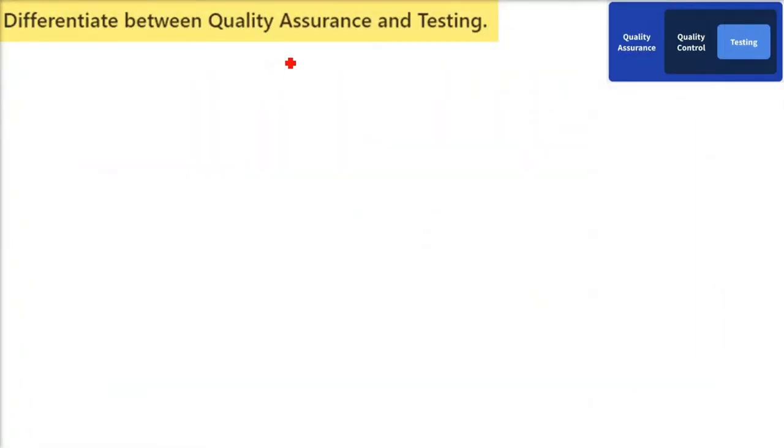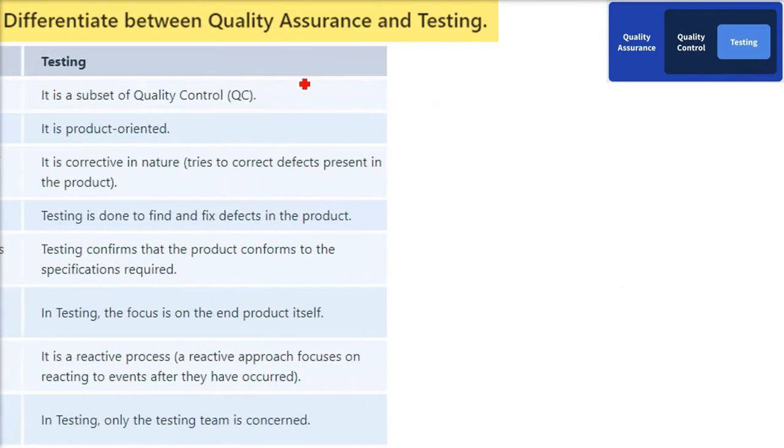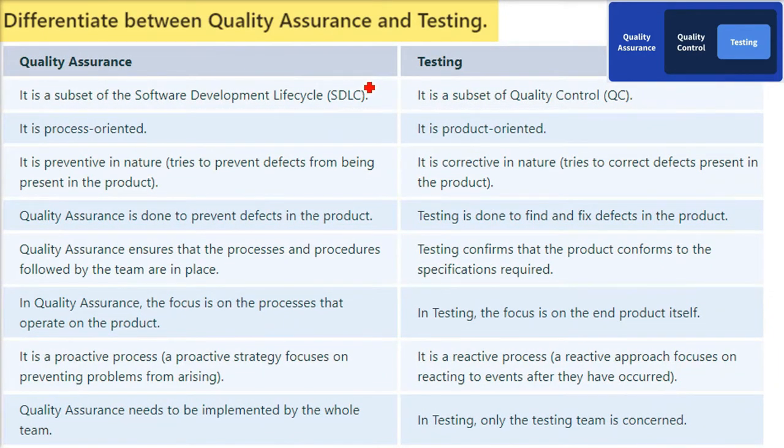Differentiate between quality assurance and testing. We'll see one by one. Quality assurance, under this quality control comes, under this testing comes. Quality assurance can be started at the project inception phase. It is a subset of the software development life cycle. The better you start from the start, the better quality it will give you. Testing is the part of quality control which comes under quality assurance. So it is a subset of quality control.